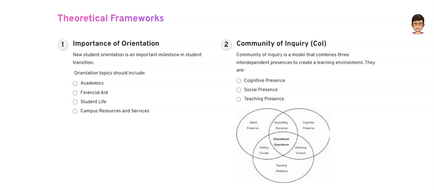Now, with regard to community of inquiry, it is a model that combines three interdependent presences to create a learning environment. They are cognitive presence, social presence, and teaching presence. They overlap and support each other in a learning environment.